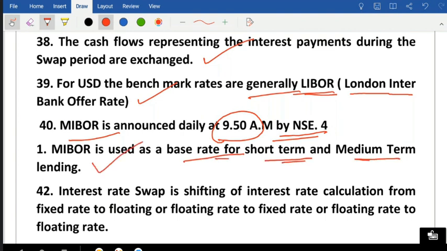MIBOR is used as a base rate for short-term and medium-term lending. Interest rate swap is shifting of interest rate calculation from fixed rate to floating, floating rate to fixed rate, and floating rate to floating rate. That means we keep on changing depending upon the situation so that interest rate risk is mitigated.